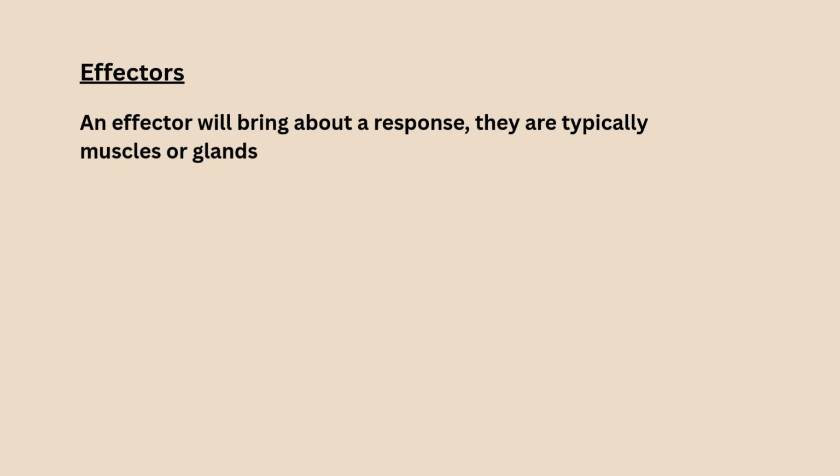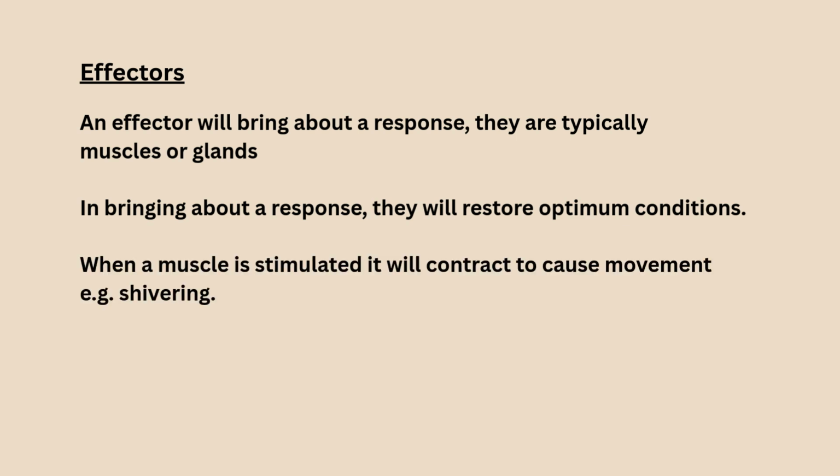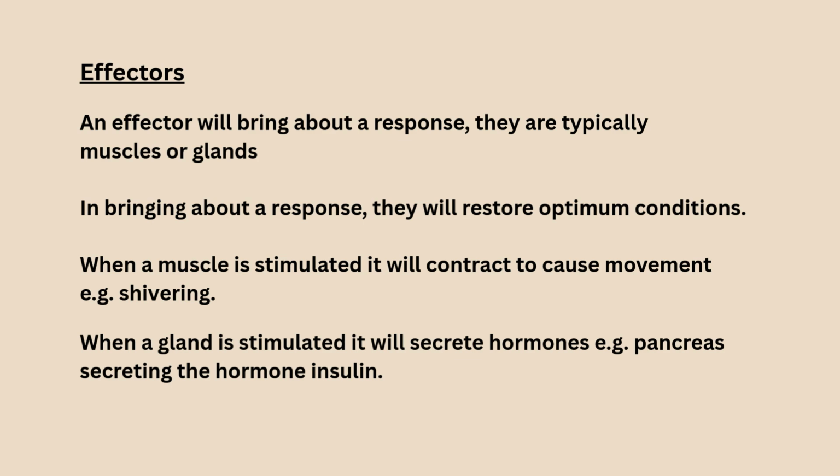An effector will bring about a response. They are typically muscles or glands. In bringing about a response, they will restore optimum conditions. When a muscle is stimulated, it will contract to cause movement, such as shivering. When a gland is stimulated, it will secrete hormones. So, for example, the pancreas will secrete the hormone insulin.